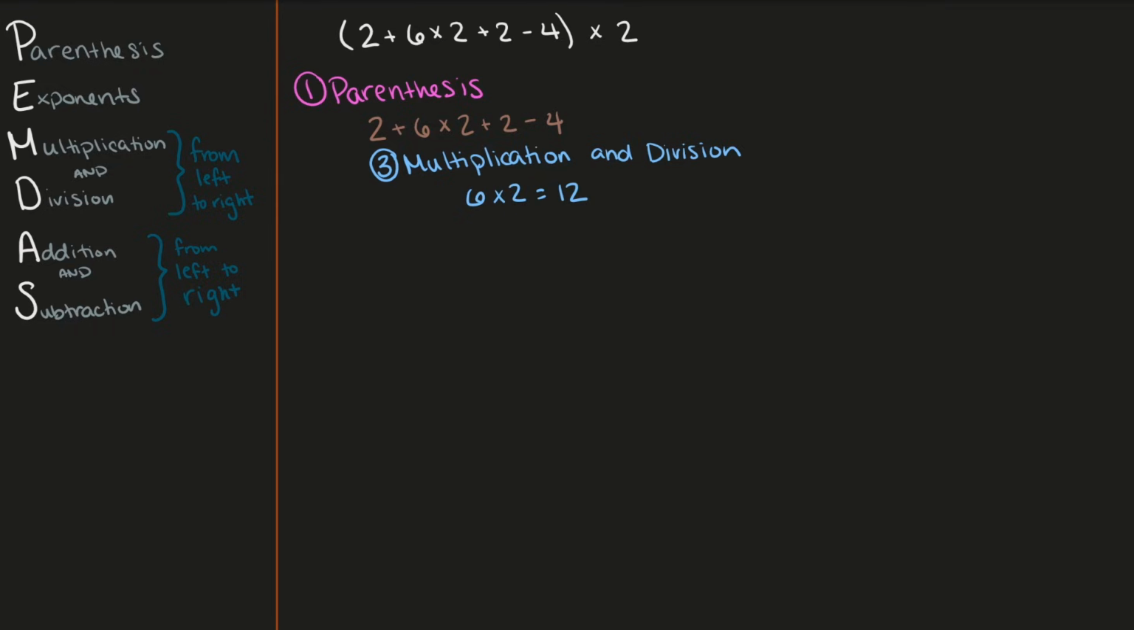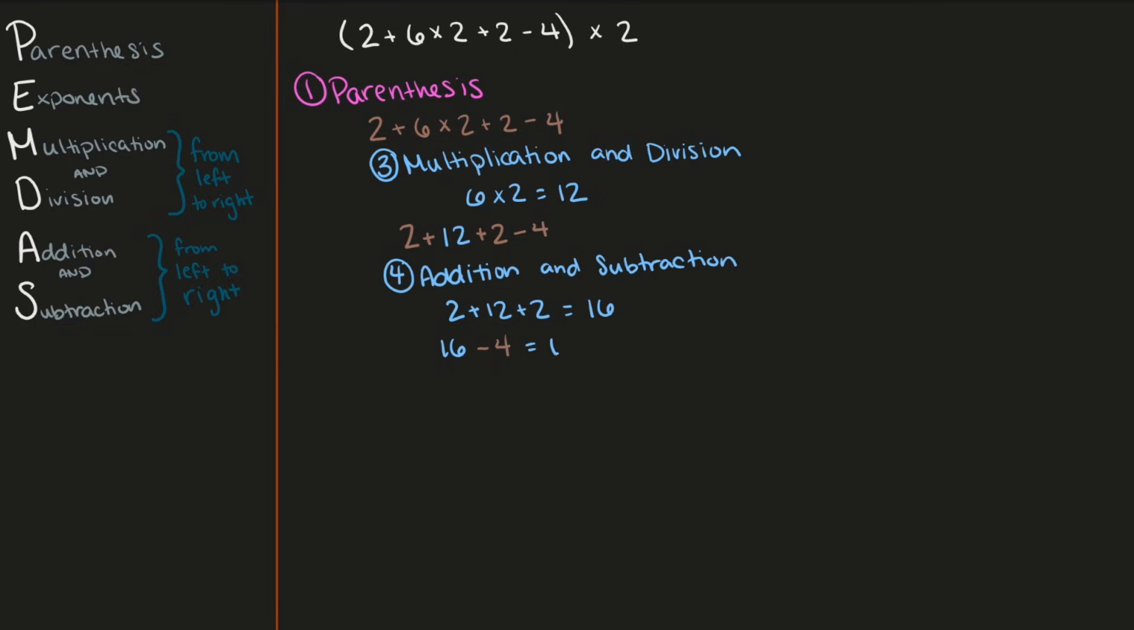6 times 2 is 12. So now we have 2 plus 12 plus 2 minus 4. Next, we're going to do addition and subtraction from left to right. We have addition first. So 2 plus 12 is 14 plus 2 is 16. So we have 16 minus 4. Then we'll do our subtraction.